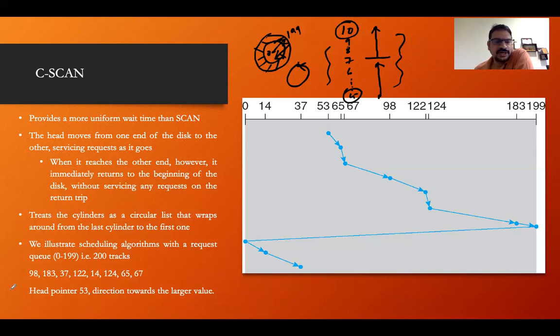This is the question again. The movement is now a larger value; previously it was a shorter value. Where your elevator is going, up or down, the direction we also have to tell. Now here the direction is large. So from 53, it will go to 65. From 65, it will go to 67, then 98, 122, 124, and 183. Because it is an elevator, it will go up to the last. From the last, it goes to the 0th position again, and from the 0 position, it starts serving again.